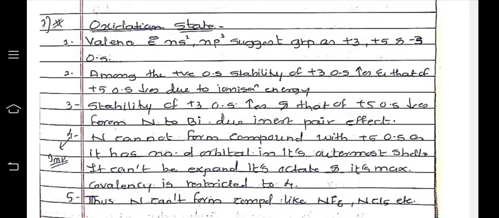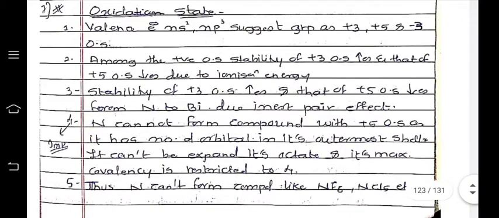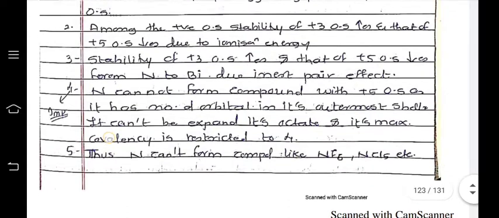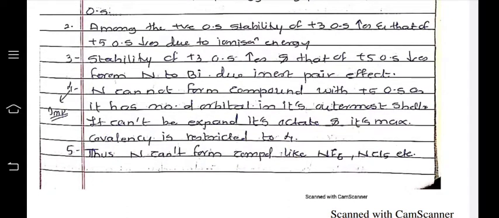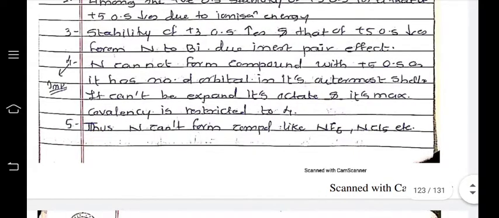Oxidation state. Valence electrons ns2 and np3 suggest the group has +3, +5, -3 oxidation states. Among the positive oxidation states, the stability of the +3 oxidation state increases and that of the +5 oxidation state decreases from nitrogen to bismuth, due to the inert pair effect.